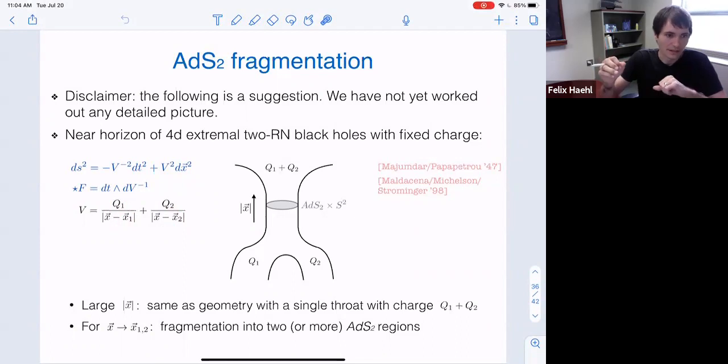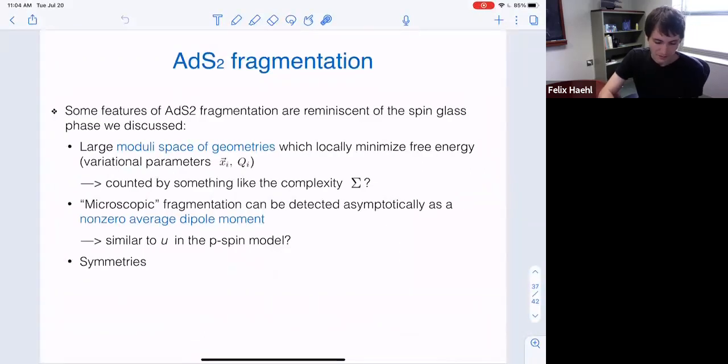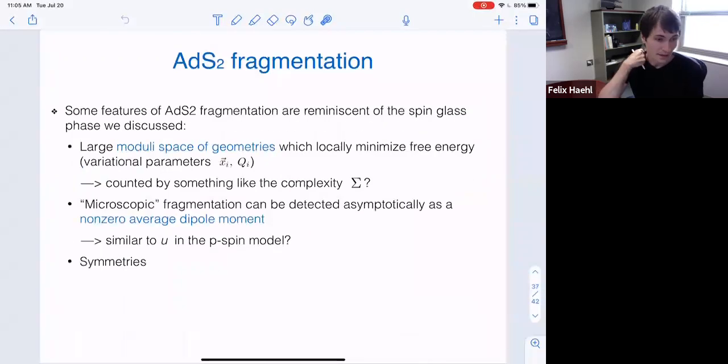And you can construct more complicated solutions along the same lines to construct a whole moduli space of different geometries. And so the suggestion is that some features of this fragmentation picture of AdS2, of these solutions, so these are exact solutions, are quite reminiscent of the features of the spin glass phase that I discussed. So the fact that you have this large moduli space of geometries, which locally minimize the free energy, and these are all stable solutions, and there are exponentially many of them.